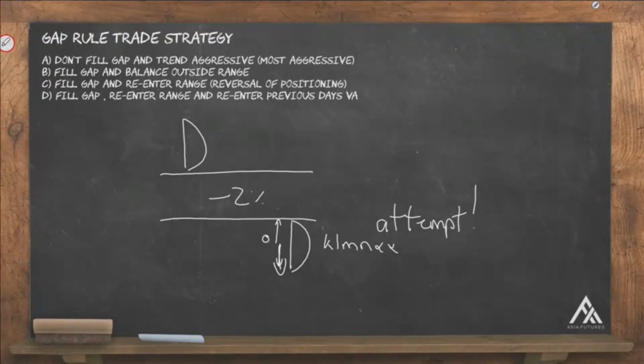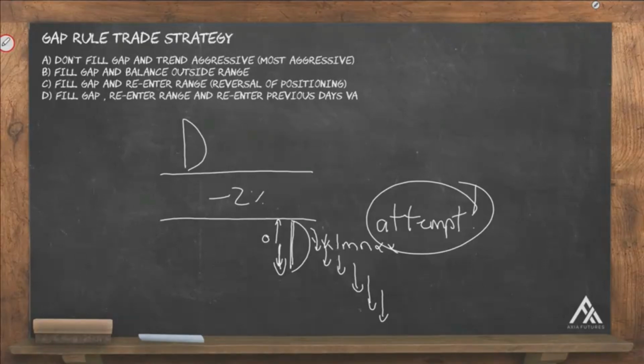Once we fail to fill that gap in and the market starts to look a little bit top heavy and starts to rotate lower, with lower and lower auctions, we then should see a continuation of the trend. So that's the most aggressive type of gap rule. But remember, we need to first see the attempt made at filling the gap.